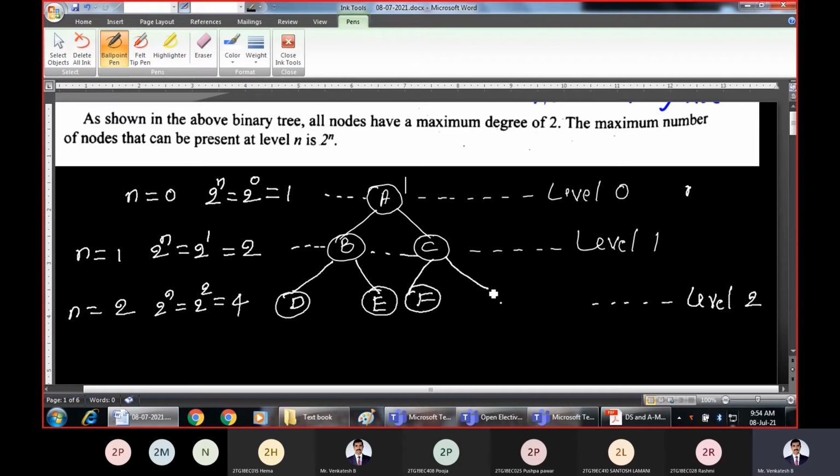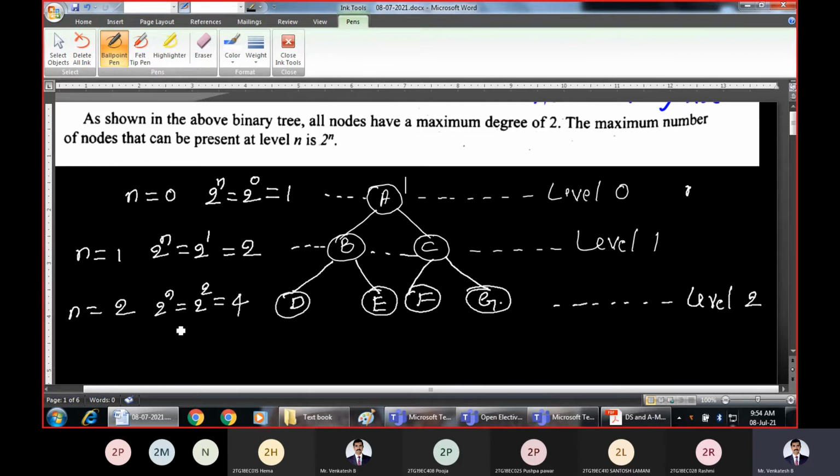We still have the possibility to extend this. Now at level 2, how many nodes do we have? At level 2 we have 4 nodes, that is, 2 raised to 2 equal to 4. So this is the maximum possible number of nodes, and it is going to satisfy the formula. That is what the formula says. If you are considering a binary tree, the maximum number of nodes present at any given level n is 2 raised to n.